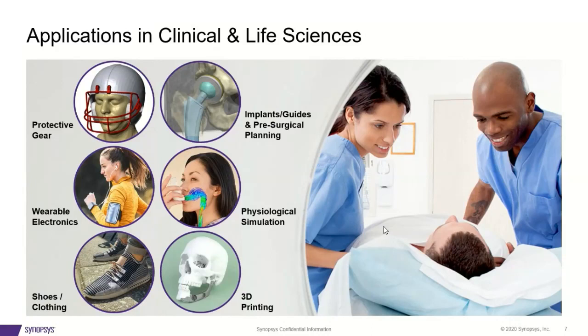We have a lot of different applications. On the left, you can see more of the consumer products, consumer electronics areas, protective gear, wearable electronics, shoes, clothing. A lot of these types of companies who do simulation or design based around human anatomy use Simpleware to gain access to realistic patient-specific geometries. On the right side, you can see things such as implants or guides for pre-surgical planning. Anything with a patient-specific workflow where you need to go from that image to a model and feed that into your workflow, whether for 3D printing, design, or simulation. You can do physiological simulations, and on the bottom showing some 3D printing.